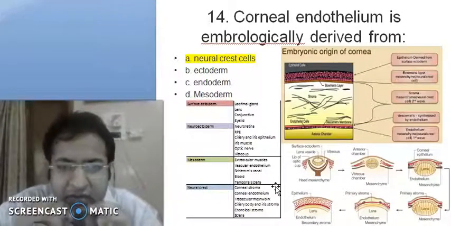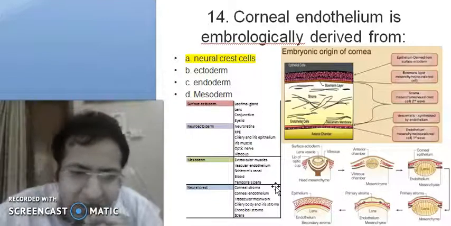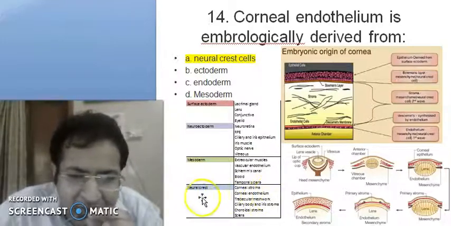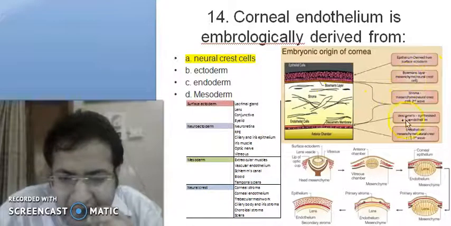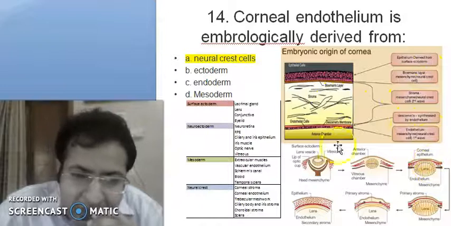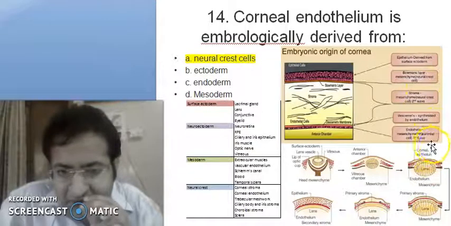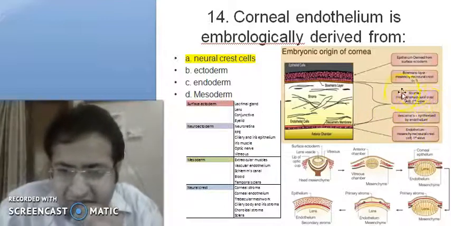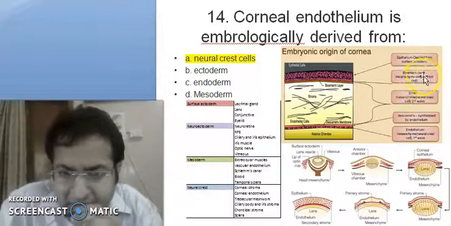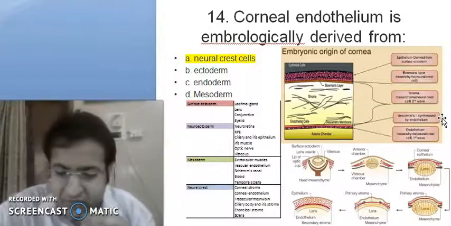What is the next question? The corneal endothelium is embryologically derived from. We know that the corneal endothelium is embryologically derived from the neural crest cells. From this table we had already studied, and you will remember from the class of embryology that the cornea comes in waves. In the first wave of the neural crest cells, the endothelium is formed, which further can give rise to Descemet's membrane. In the second wave of the neural crest cells, the stroma is formed, which also gives the Bowman's membrane. And the epithelium of the cornea is formed by surface ectoderm.